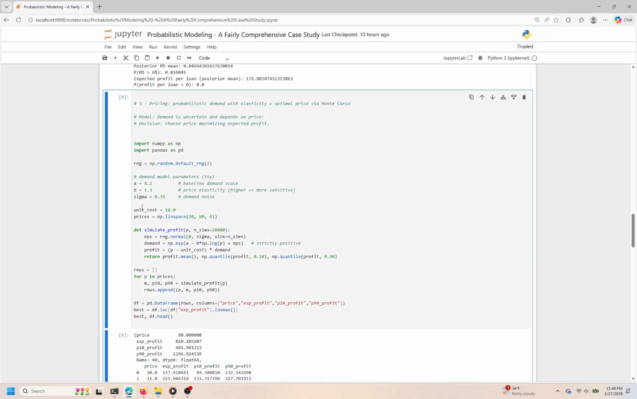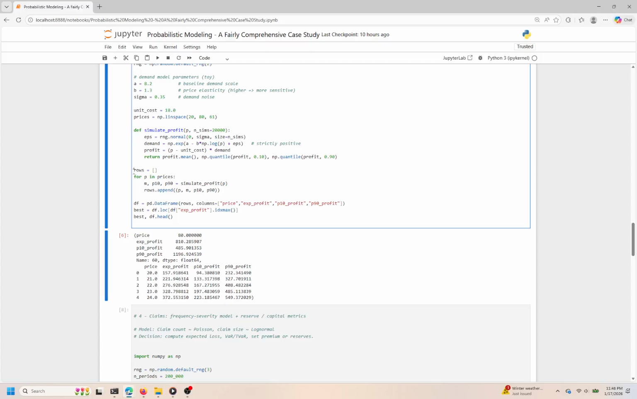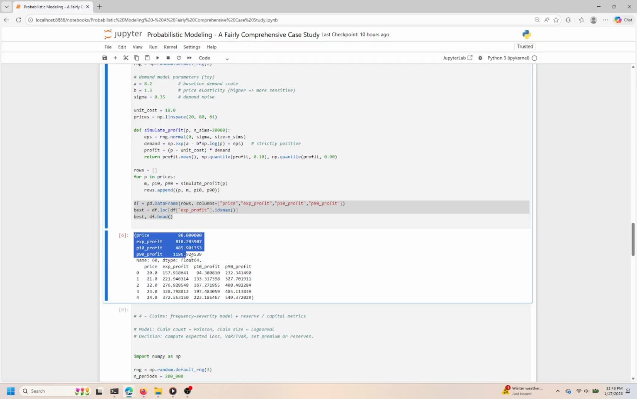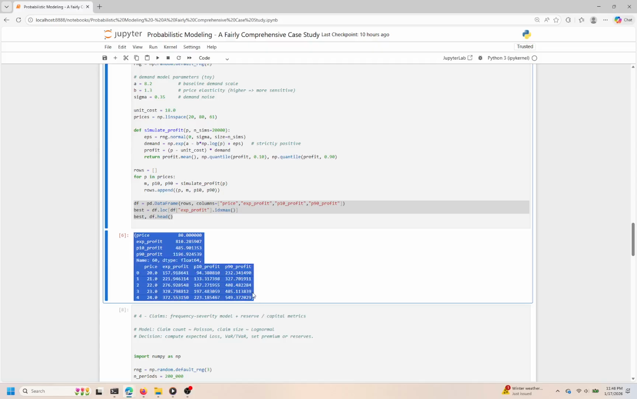As we loop through the price range defined earlier, we gather results for each price point. Each iteration captures the expected profit along with its variability metrics, creating a comprehensive view of how different prices might perform in terms of profit. Once we compile these results into a data frame, we identify the price that leads to the highest expected profit, which we'll highlight as the best option.